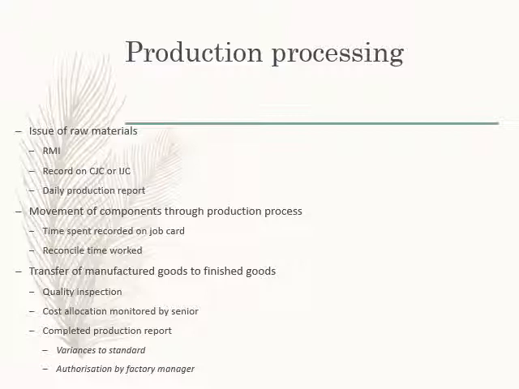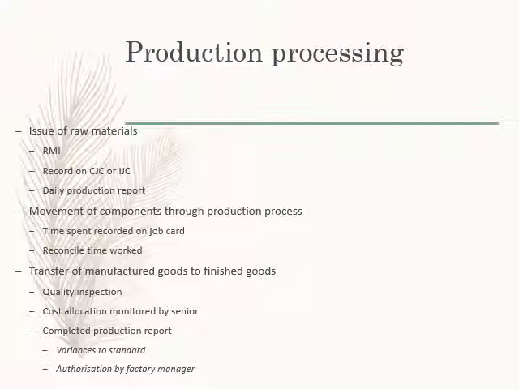In terms of the transfer of manufactured goods to finished goods inventory, once the production process is complete, a quality control inspection should be performed, and the purpose of this quality inspection is to detect any defects that could be found in your finished goods before those goods are transferred to your finished goods store.